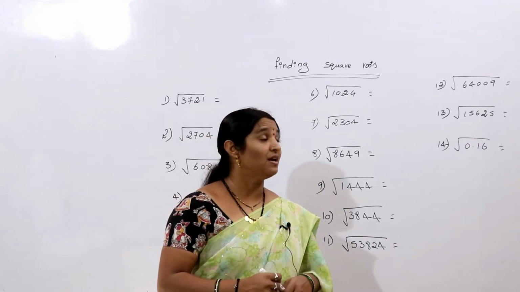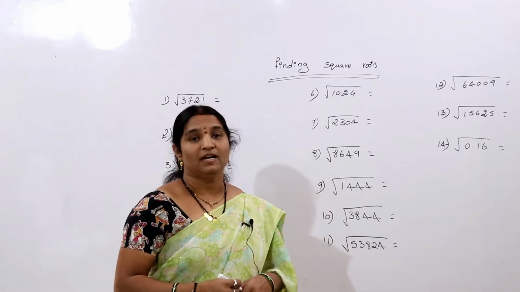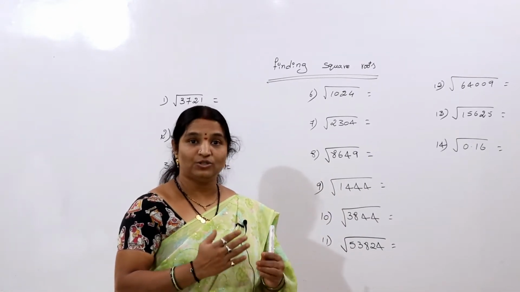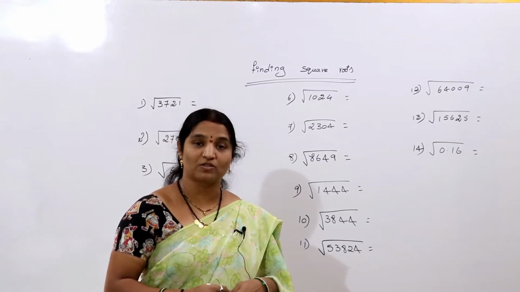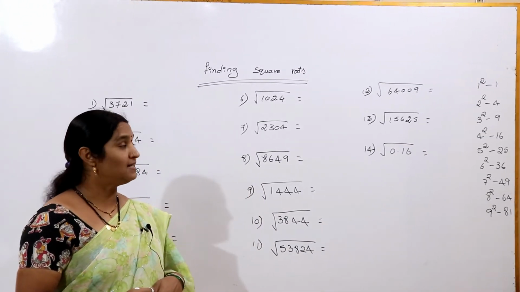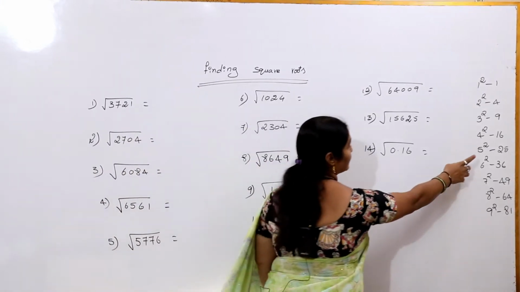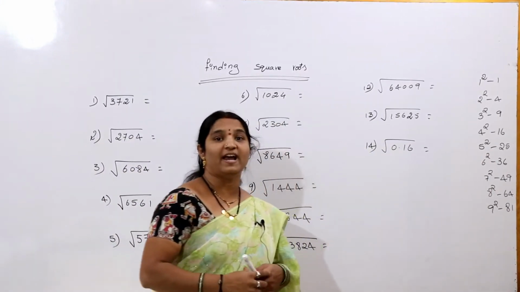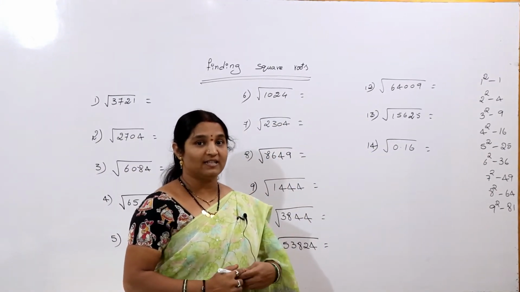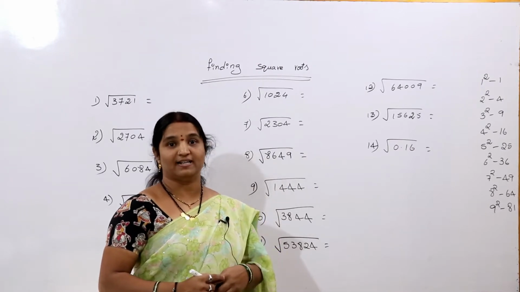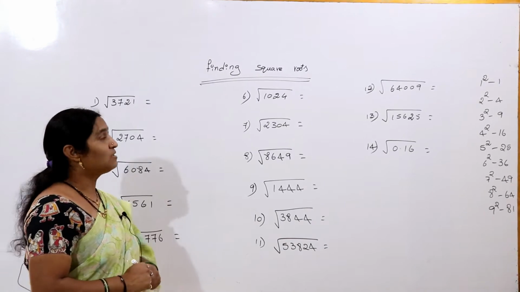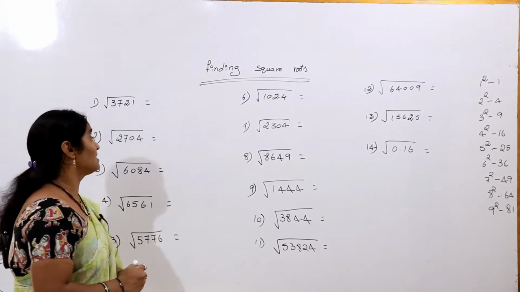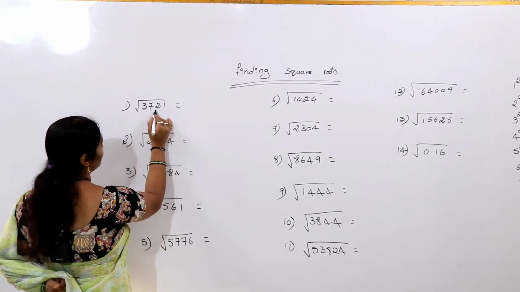Okay friends, first of all, before learning this, you must know the squares of 1 to 10. 1 square is 1, 2 square is 4, 3 square is 9, 4 square is 16, 5 square is 25, 6 square is 36, 7 square is 49, 8 square is 64, 9 square is 81, 10 square is 100. Like that.